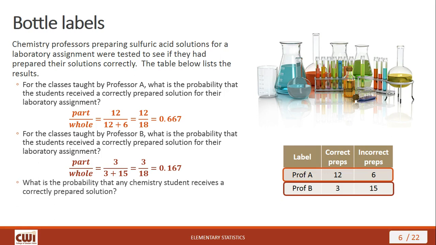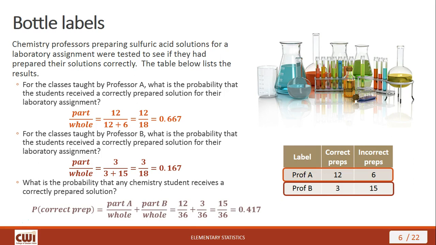Now, what is the probability that any chemistry student receives a correctly prepared solution? Well, here we're looking at the whole class taught by both professors. So now our parts and whole change. We're going to take the part for Professor A, which is 12, then the part for Professor B, which is 3, and we're going to add that together, dividing by the whole. The whole is now all 36 solutions, not just the 18, because we're looking at both classes for Professor A and Professor B. So our whole has actually changed.